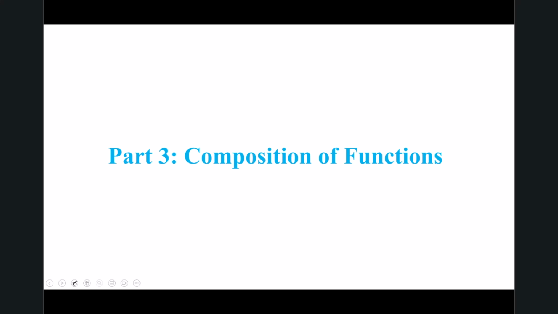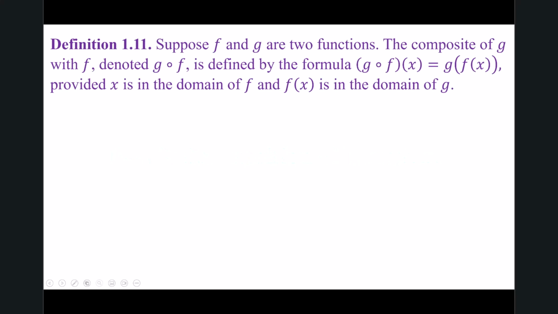Part 3, Composition of Functions. Suppose f and g are two functions. The composite of g with f, denoted g∘f, which looks like a little open circle between g and f, is defined by the formula (g∘f)(x) = g(f(x)), provided x is in the domain of f and f(x) is in the domain of g.